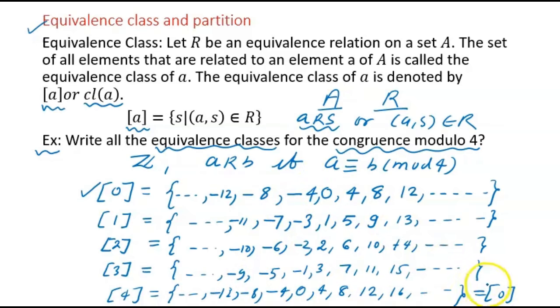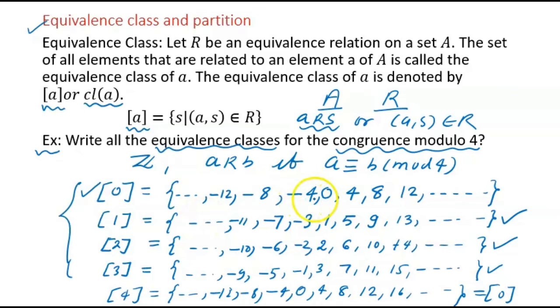And now you are smart enough to guess that class of 5 will be same as class of 1. Class of 6 will be same as class of 2. Class of 7 will be same as class of 3. And again the class of 8 will be same as class of 0. So basically these are the only 4 disjoint classes possible. That is class of 0, class of 1, class of 2, and class of 3.